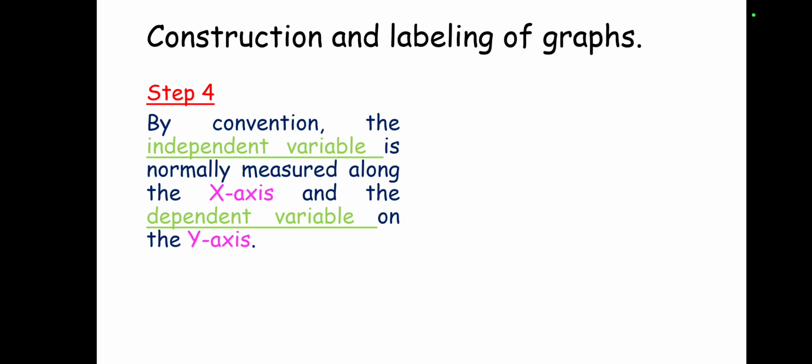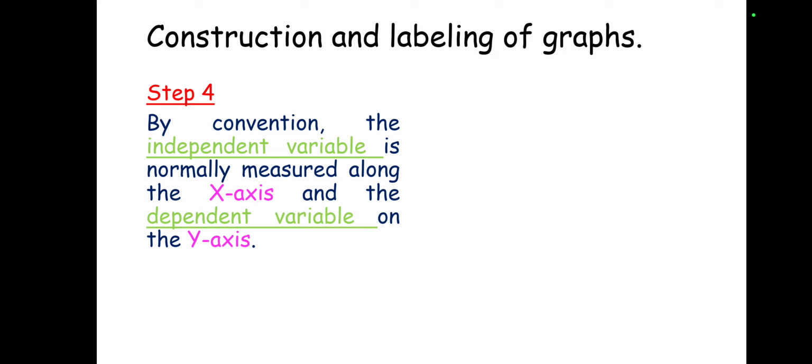Now moving to step 4. By convention, the independent variable is normally measured along the x-axis and the dependent variable on the y-axis. So we have got two variables: one is the independent variable and the second one is the dependent variable. We need to write the values of the independent variable on the x-axis and the dependent variable on the y-axis.